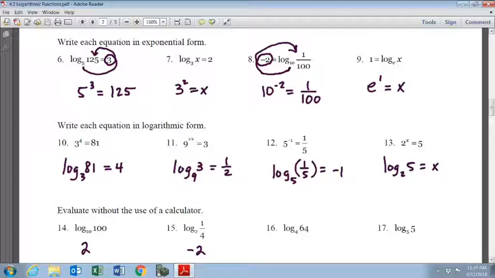All right, so let's see. You need the exponent you put on a base of 4 to get 64. Well, 4 cubed is 64, so this logarithm is equal to 3. Number 17, what exponent do you put on a base of 5 to get 5? Well, that would be 1.